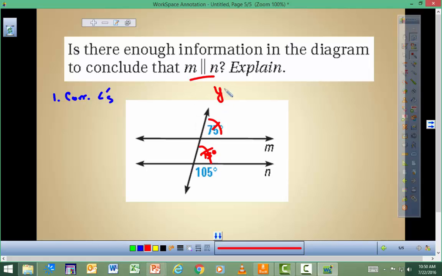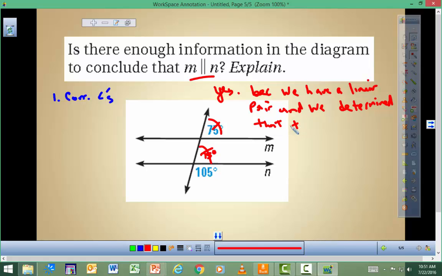So we're going to say yes, because we have a linear pair and we determined that the corresponding angles were congruent. Okay, so that's the explanation part.